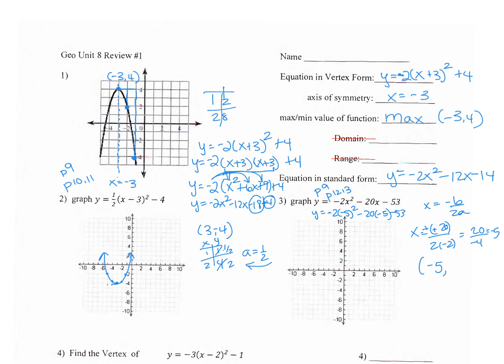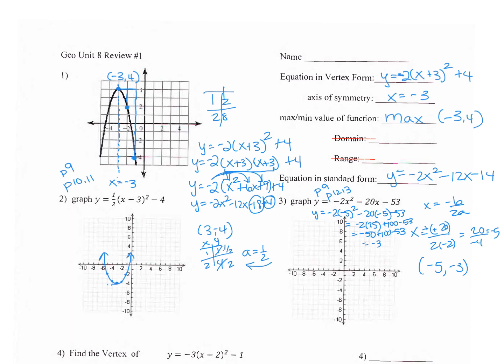So this is negative 2 times a positive 25. Negative 20 times the negative 5 is plus 100 minus this 53. Negative 2 times the negative 25. So now it's negative 50 plus 100 minus 53. Oh my goodness. And I get a negative 3. So my vertex is negative 5, negative 3.